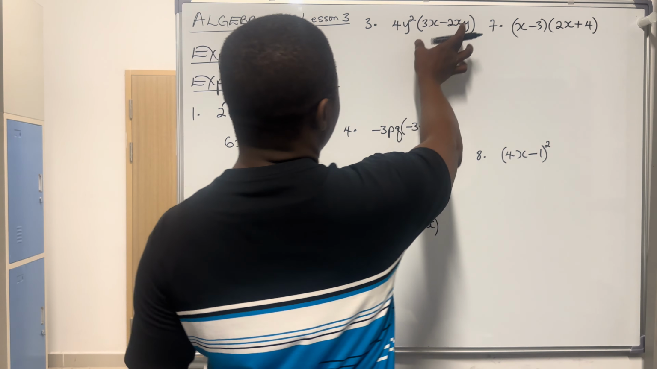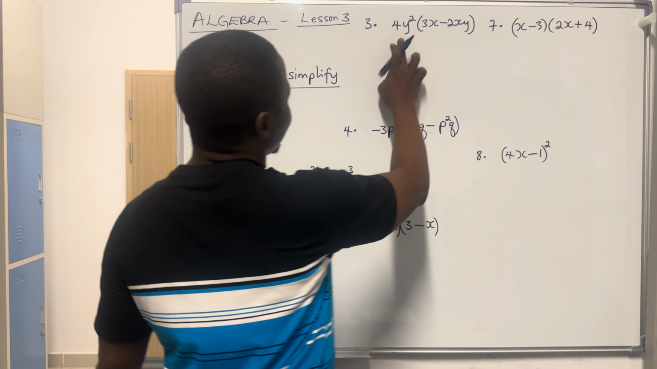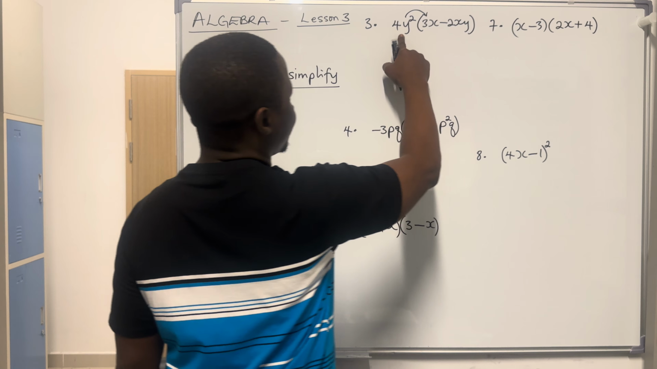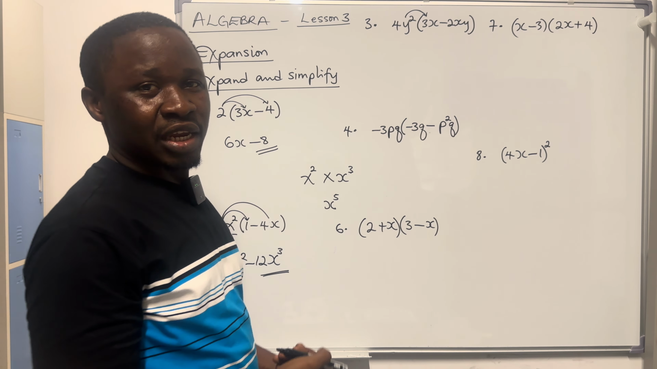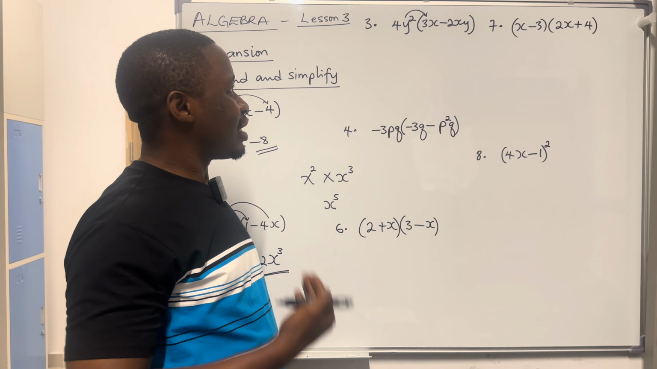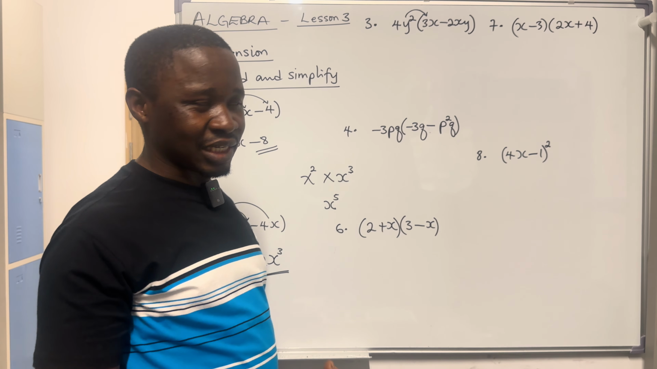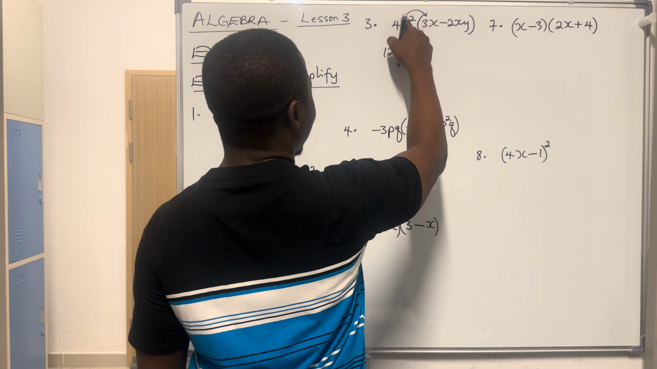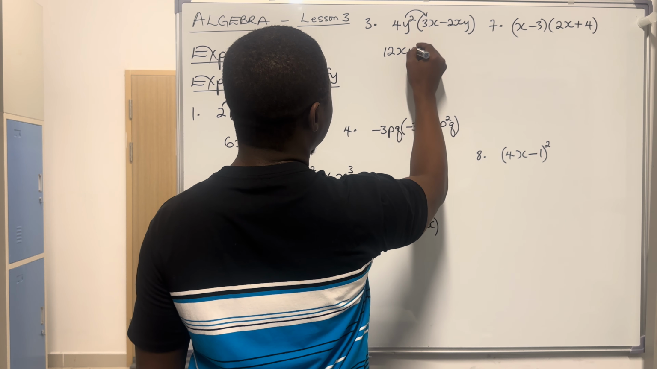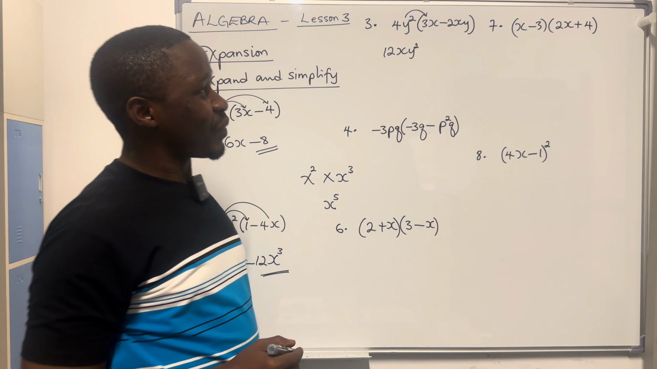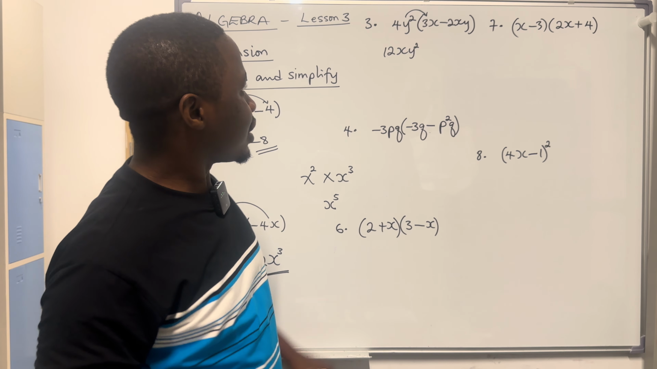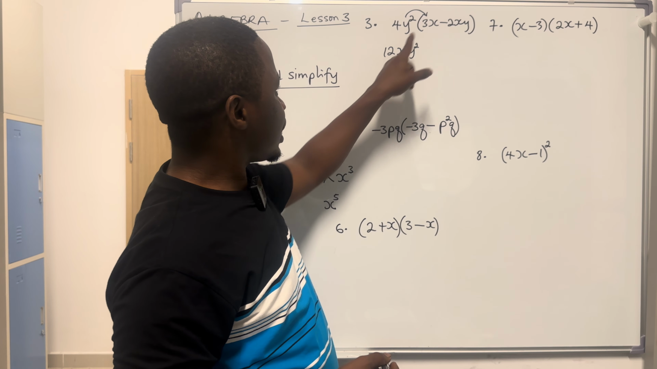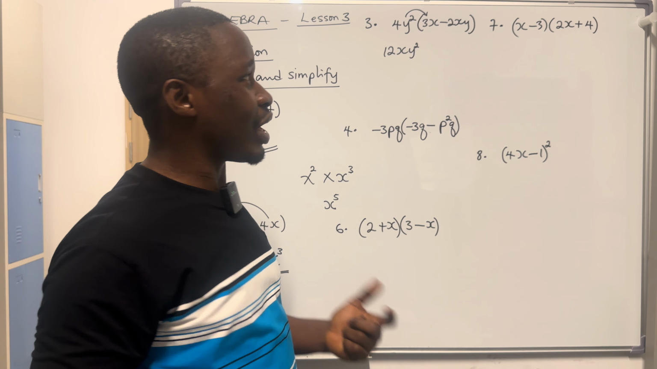All right. Now we come to this again. 4y squared times 3x. Number multiplies number, letter multiplies letter. So 4 times 3 is 12. y squared times x is xy squared. So 4y squared times 3x is 12xy squared.